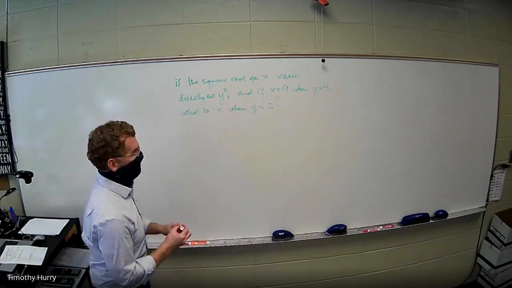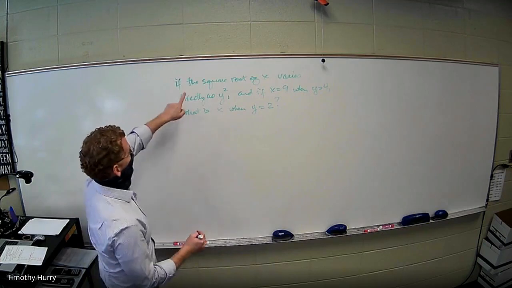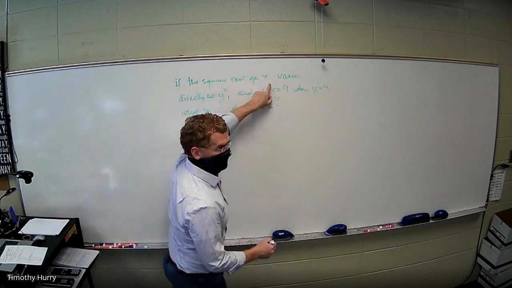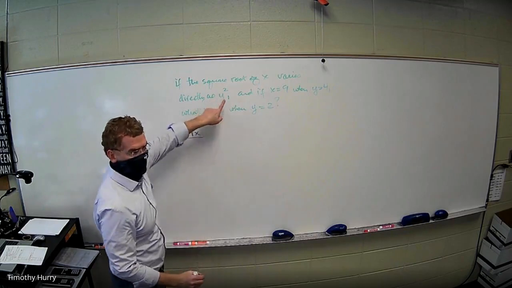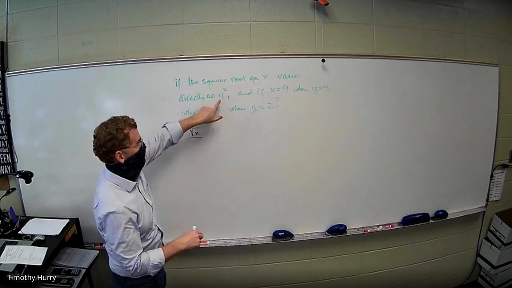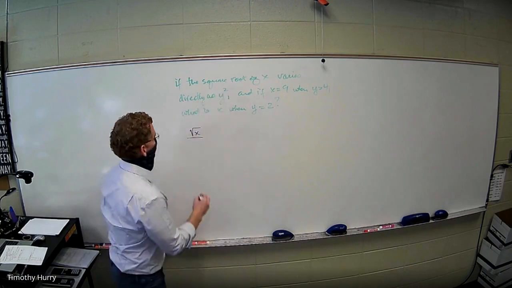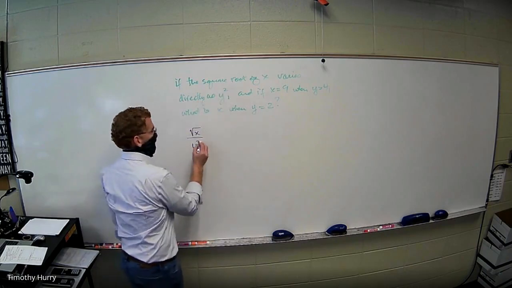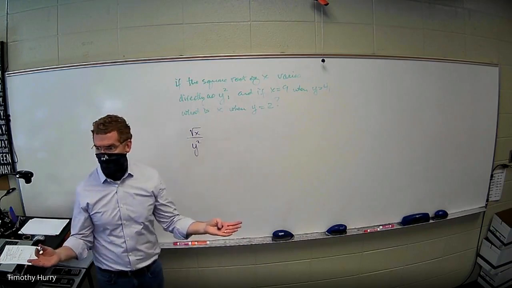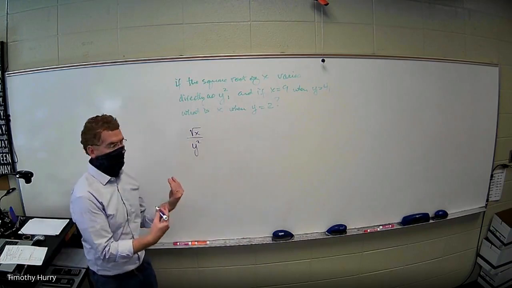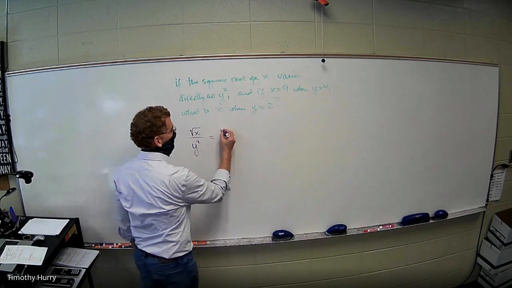X over y. But it's not x over y, it's the square root of x over what it's directly related to, which would be the y squared. And then I'm going to write it twice. Didn't mention anything about a constant of proportionality, right? So I don't need to put k in the equation. But these are going to be equal.